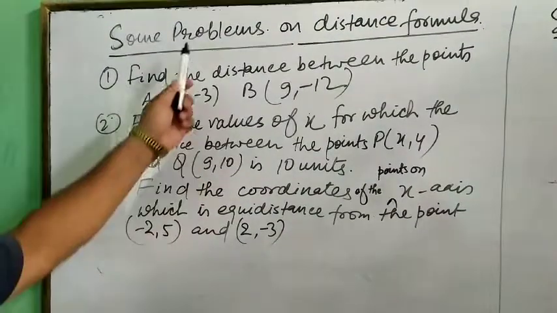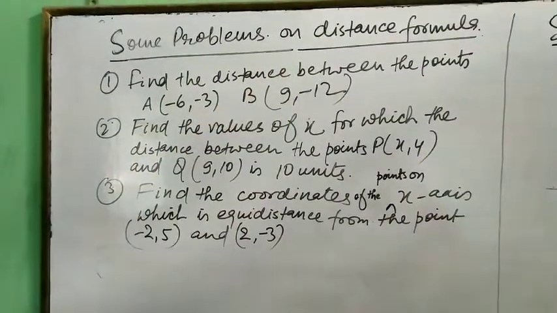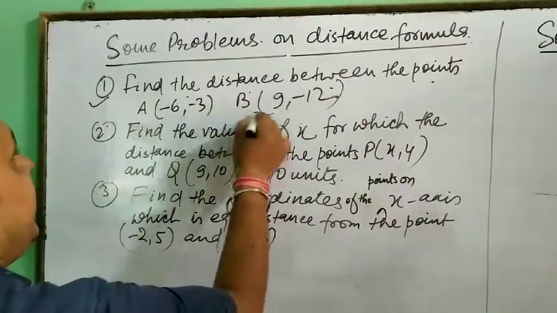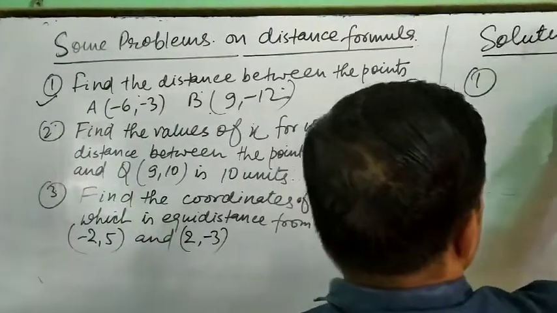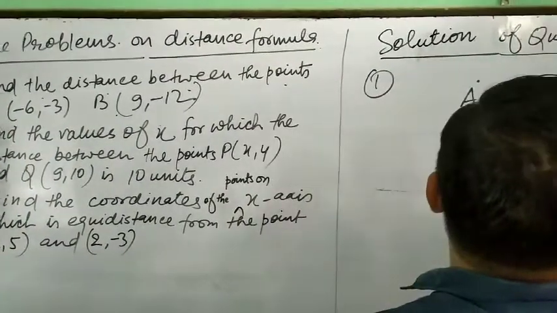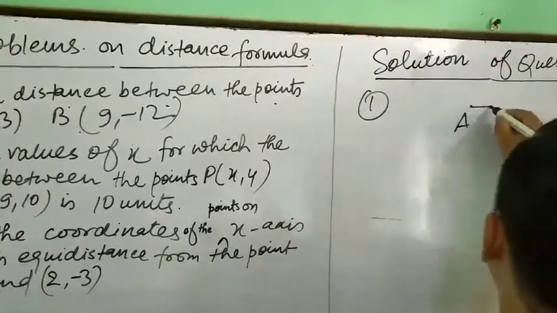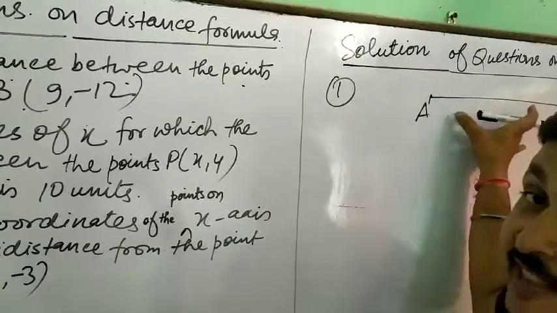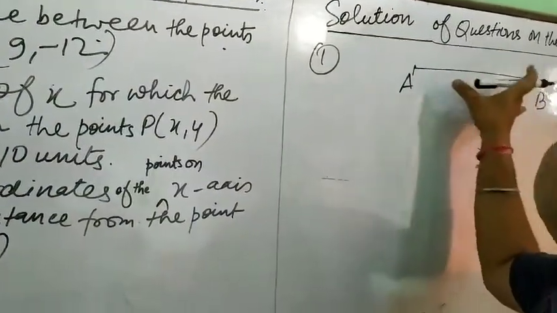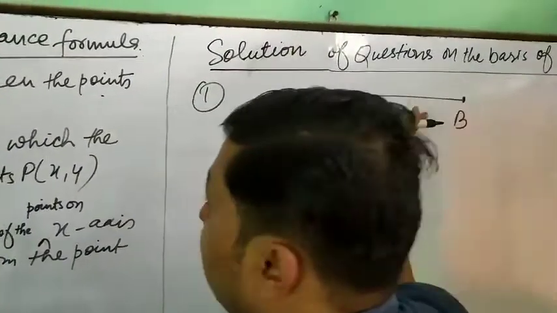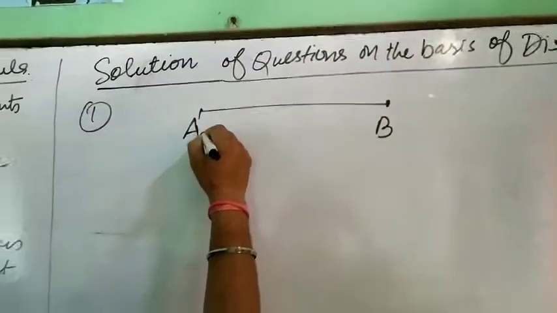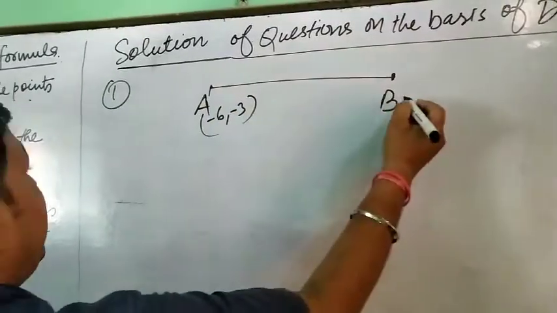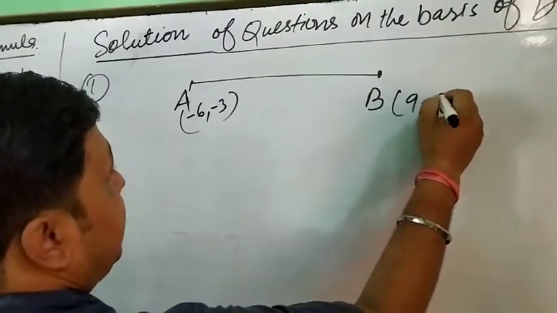Now you have some problems on the basis of the distance formula. Your first question: find the distance between the points A and B. Here is the point A and here is the point B. This is the distance between A and B. What is the length of this distance? That means the coordinate of A equals -6, -3, and the coordinate of B equals 9, -12.